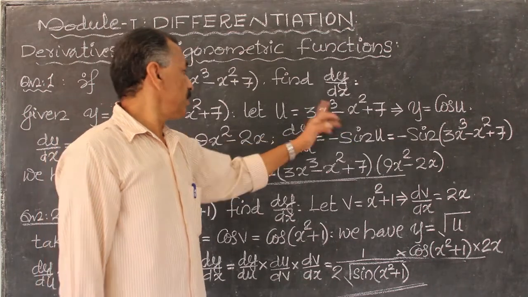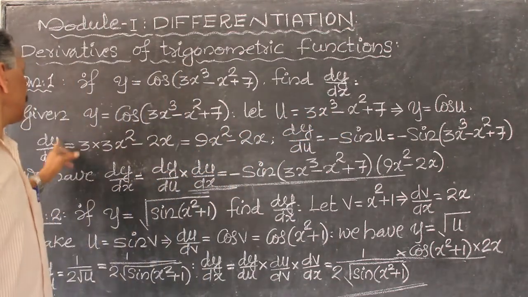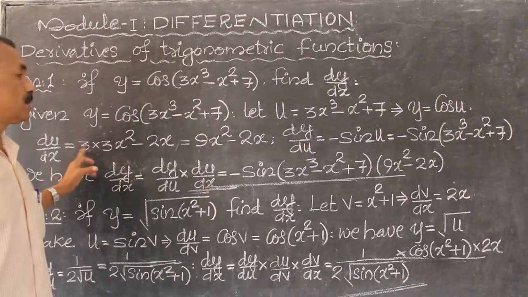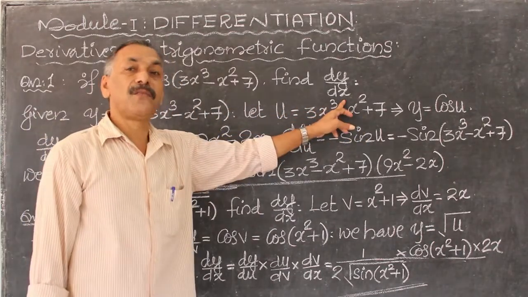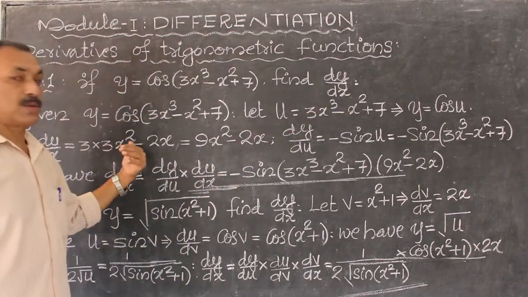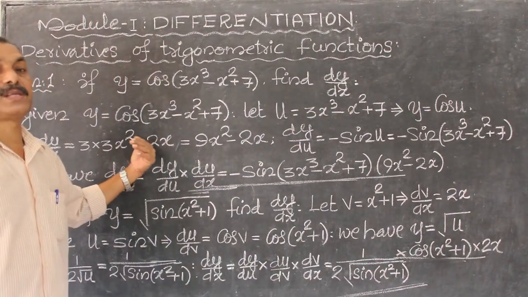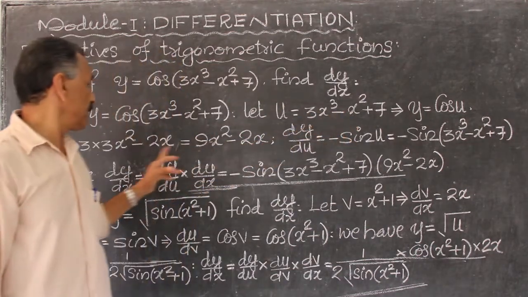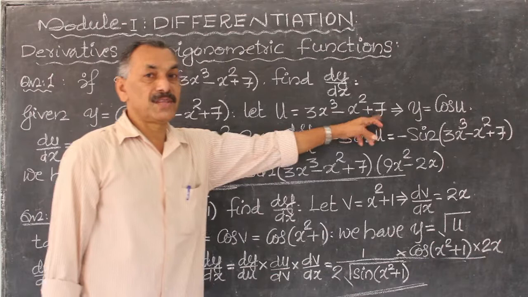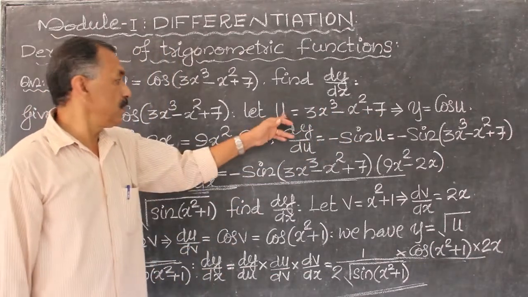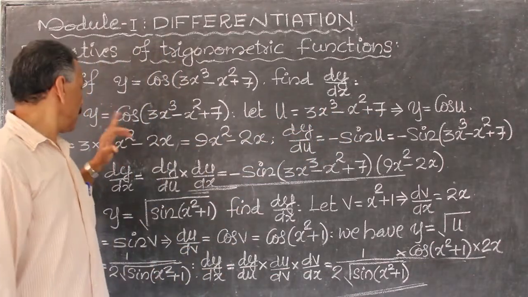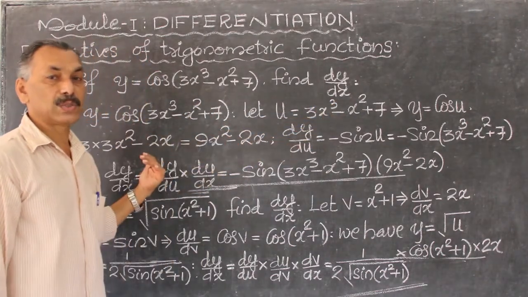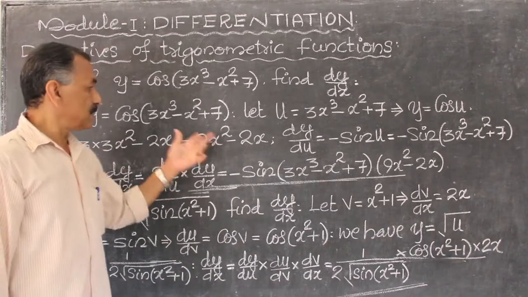Again, u is a function of x. What is du by dx? Du by dx is equal to 3 into derivative of x cube, 3x square, minus derivative of x square, 2x, plus derivative of 7, 0. That is, du by dx is equal to 3 into 3x square, that is 9x square minus 2x.